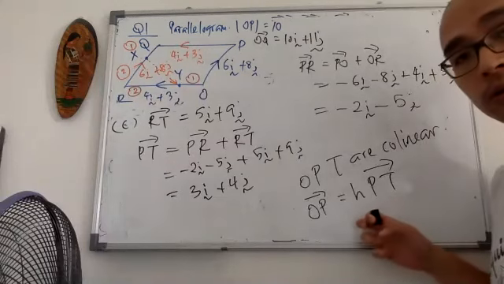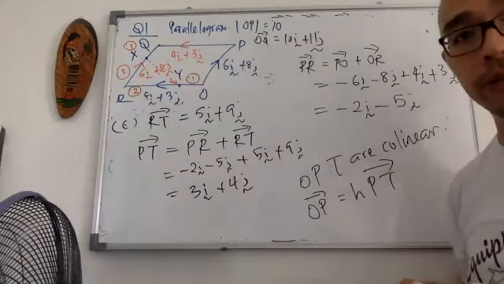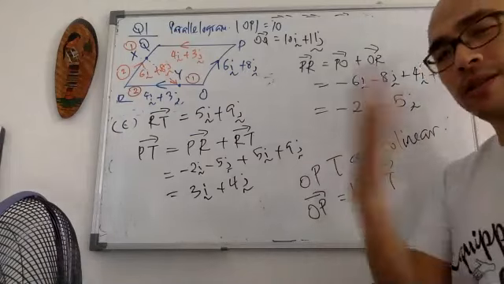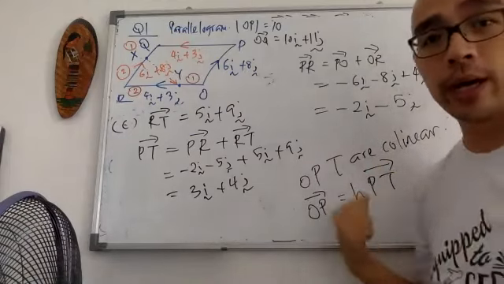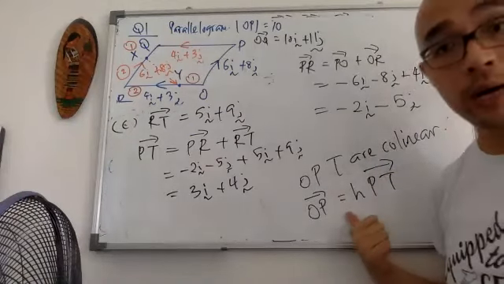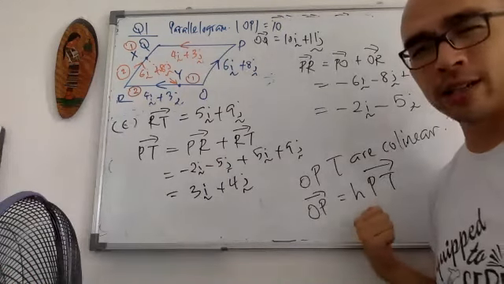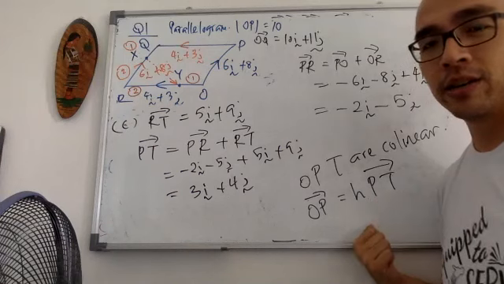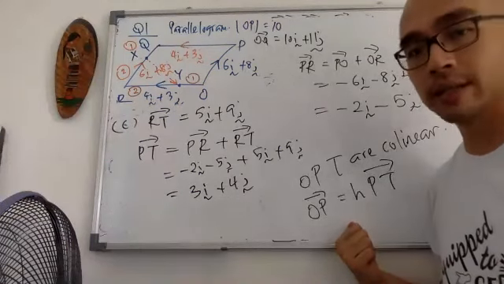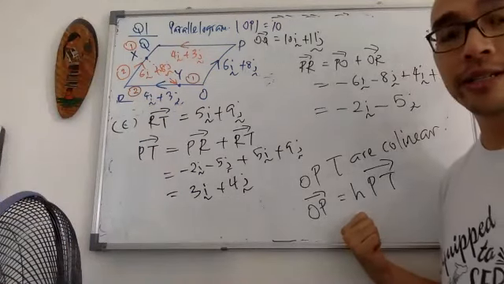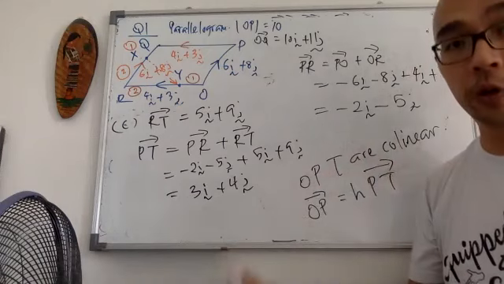If you want to know how to solve this one, go back and watch the videos. Watch this video maybe about half an hour before. I taught you how to find if they are collinear. Definitely collinear, because if you have to prove this, it cannot be that they are not collinear. It's just how to prove that they are collinear.